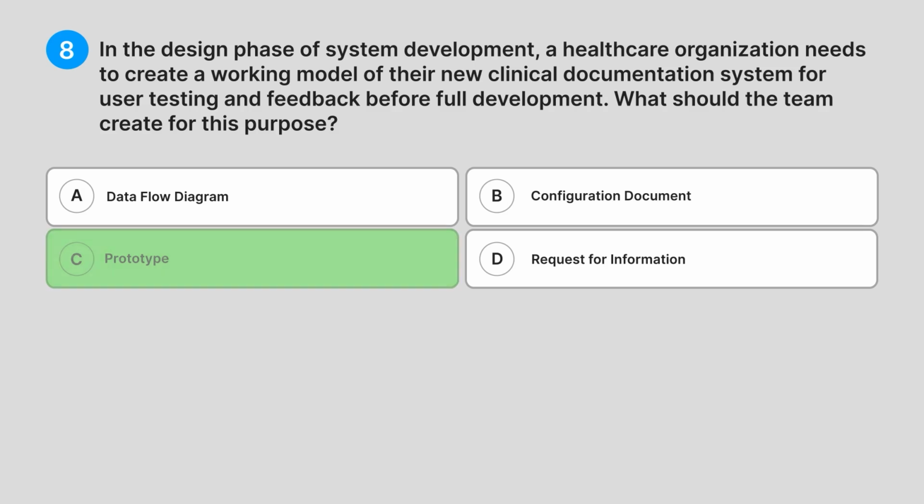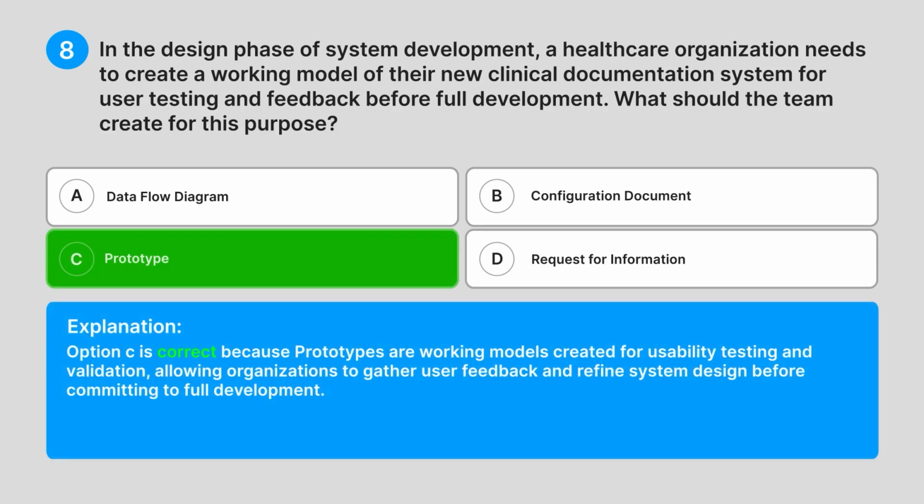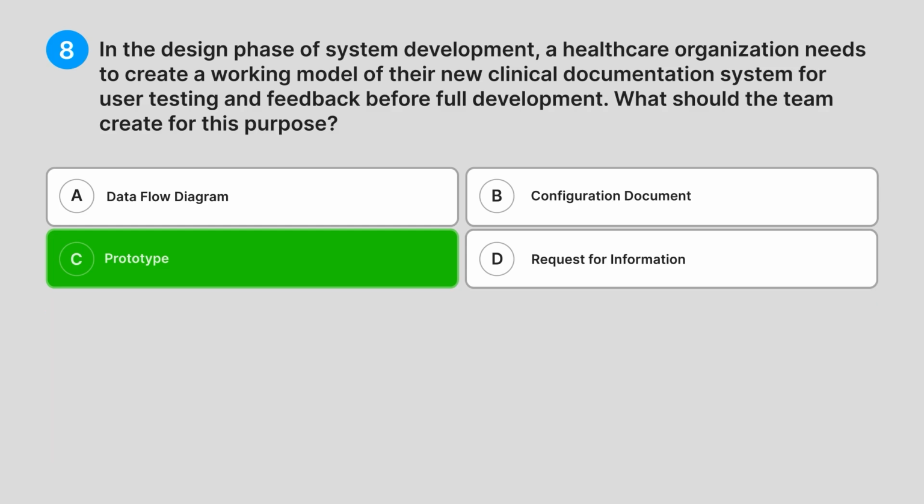Correct answer, C. Prototype. Explanation. Option C is correct because prototypes are working models created for usability testing and validation, allowing organizations to gather user feedback and refine system design before committing to full development.